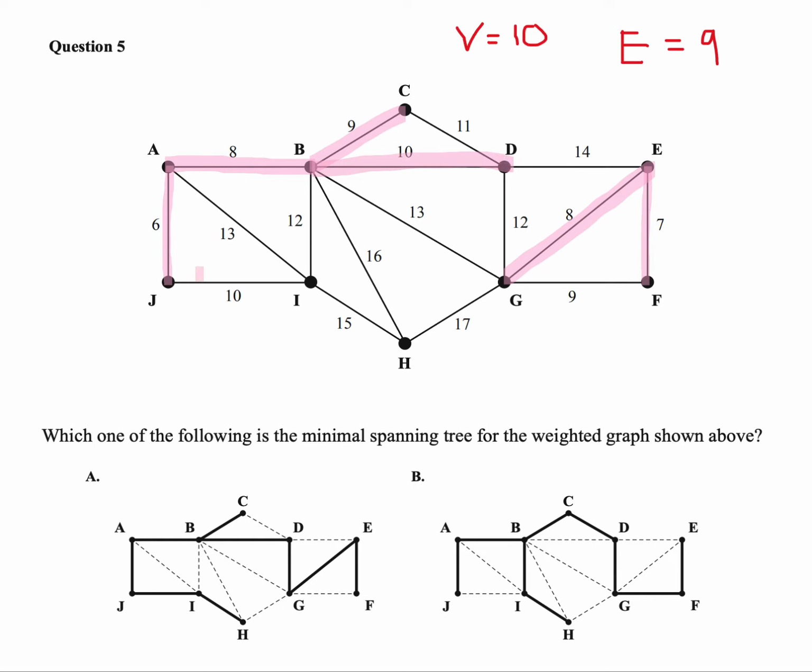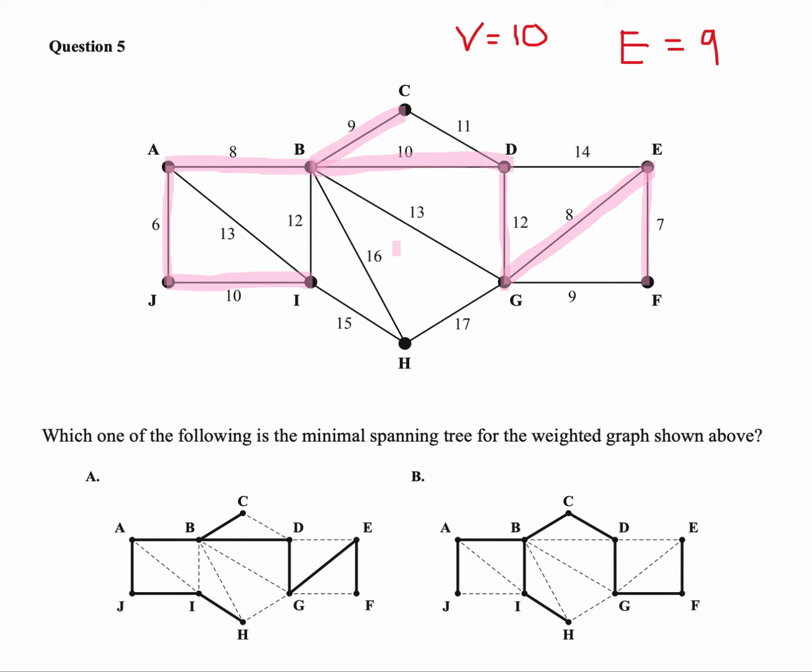How many edges am I up to? 1, 2, 3, 4, 5, 6, so we've got a few more to go. Next smallest one is another 10 over here, there we go. Next smallest is an 11 from C to D. Can't do that because it creates a circuit. The one after that would be a 12. We've got a couple of 12s in the network. I can't use this one from B to I, but I can use this one from D to G, because I'm still not creating any circuits.